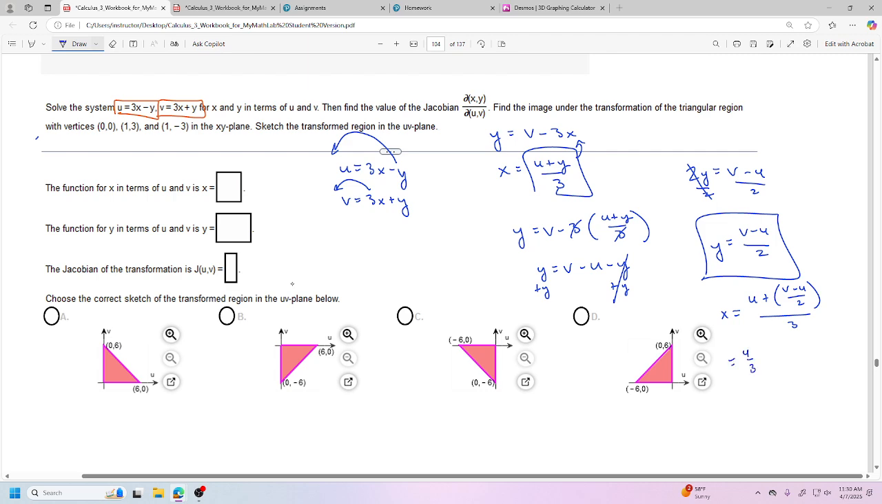So u over 3. This will be all over 6. So I got v over 6. And then I've got minus u over 6. And these guys combine. So 1/3 minus 1/6 is going to be a 1/6. So I got u plus v all over 6.